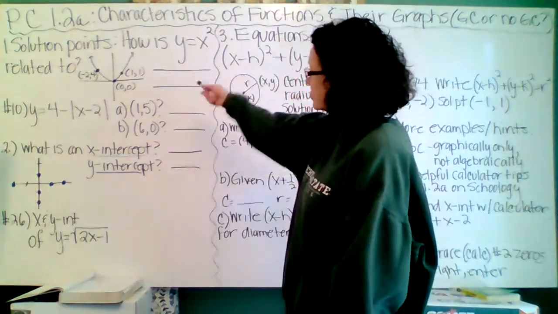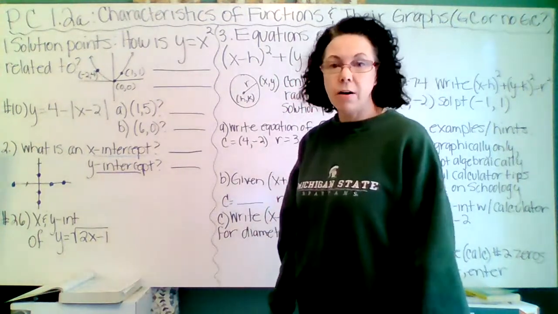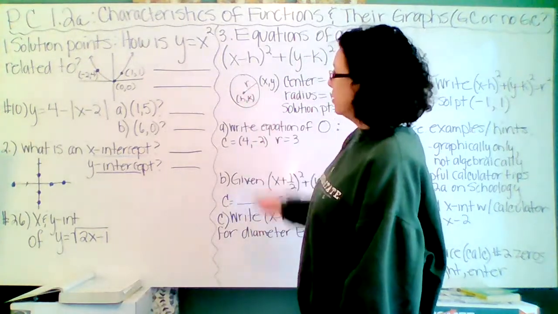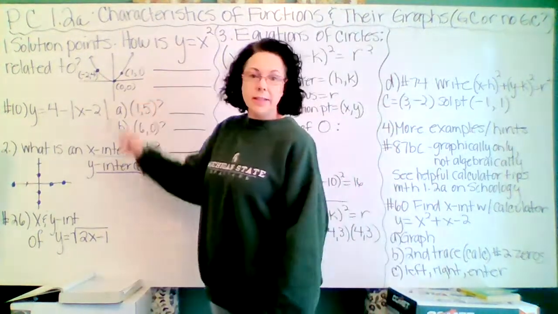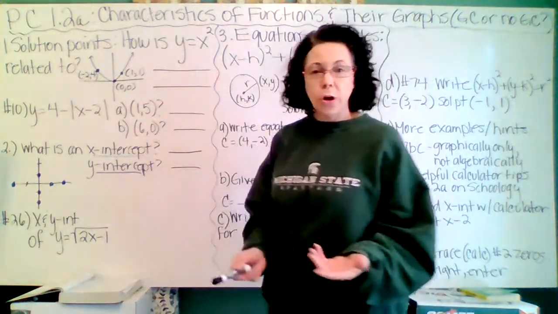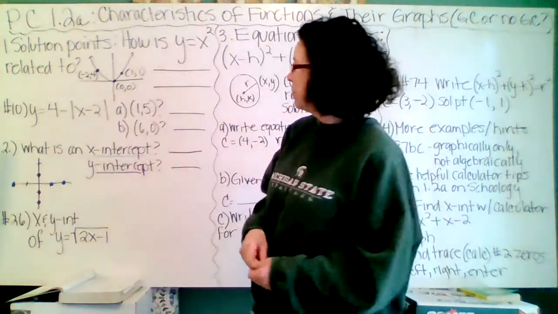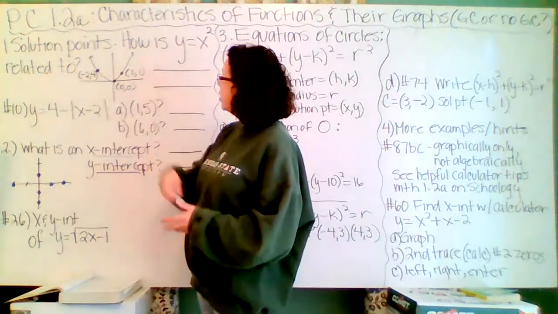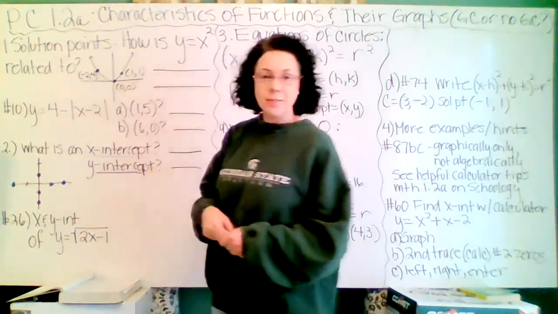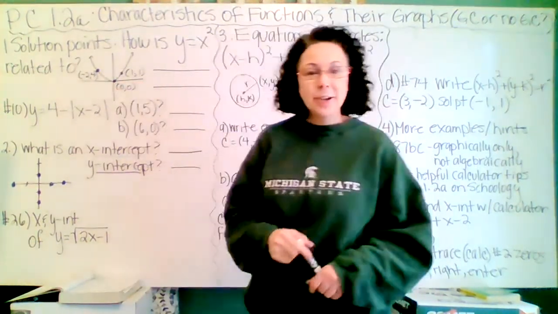So here we go. Number one, solution points are important points of a function and its graph. So how is y equals x squared related to this picture? I am sure you already know that if I asked you to draw y equals x squared, this is the picture you would give me, this parabola here, vertex at 0, 0. Notice the point 1, 1 is on the graph and the point -2, 4. These are called solution points, okay?